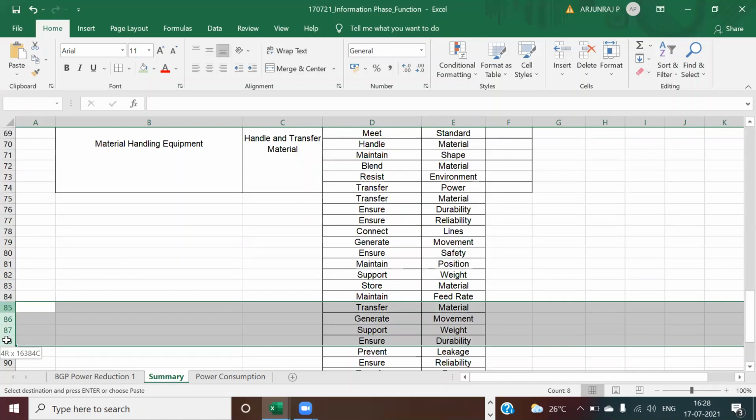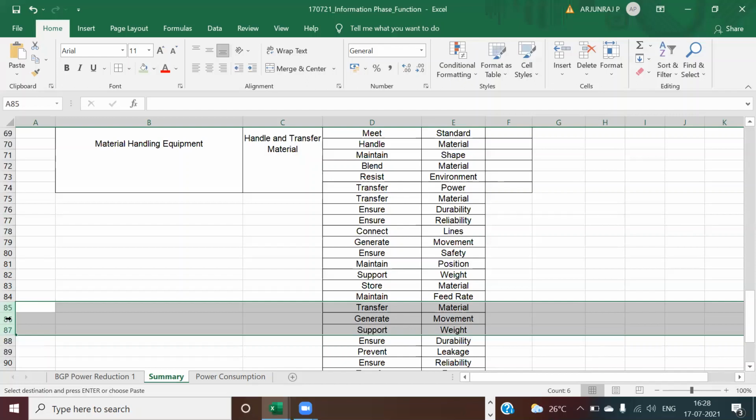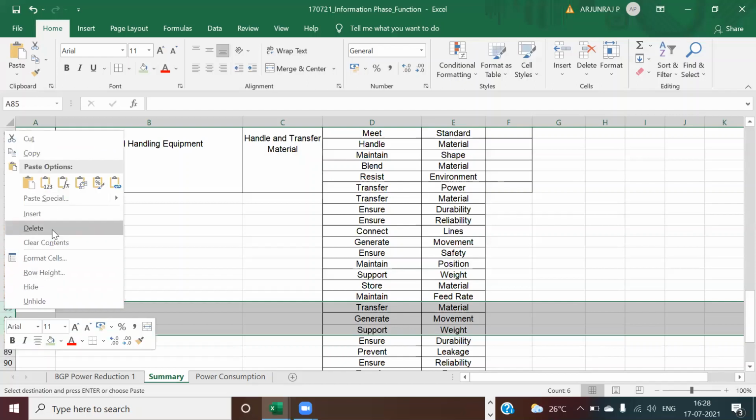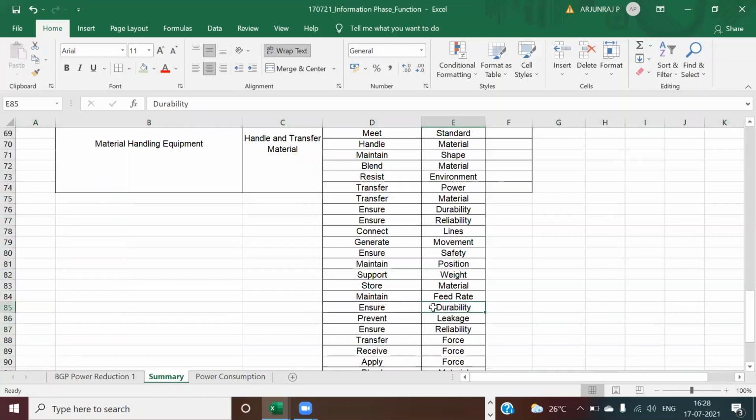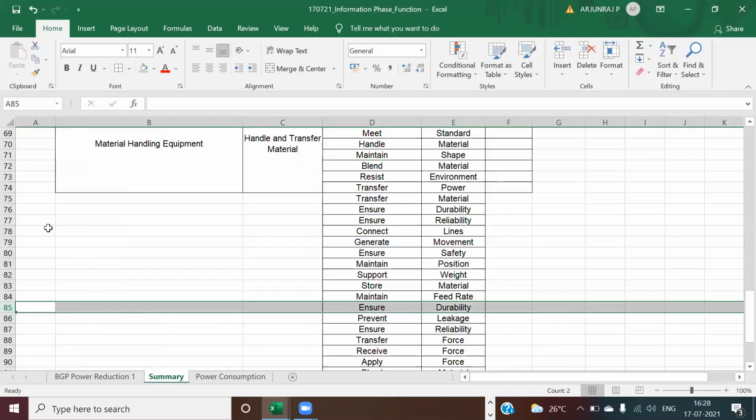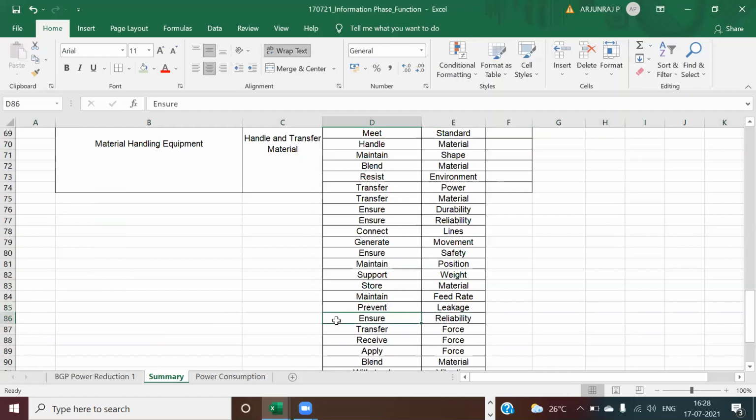Ensure durability. This ensure durability is okay. So we can delete these things. And ensure durability, yeah, it is also getting repeated. Ensure durability is also getting repeated. And prevent leakage, it's not that, reliability. It's also getting repeated.